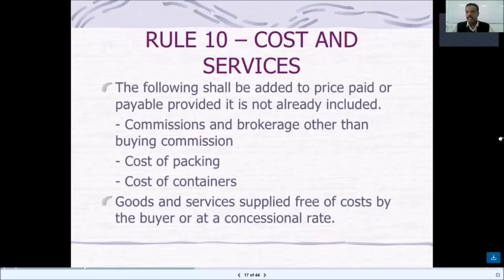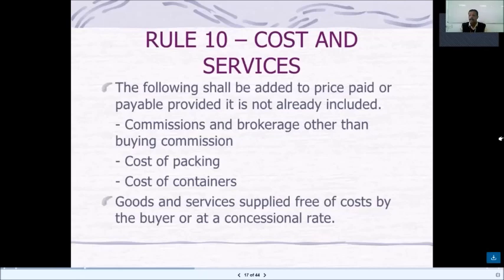The following shall be added to the price paid or payable, provided it is not already included: commissions and brokerage other than buying commission, cost of packing, cost of containers, goods and services supplied free of cost by the buyer or at a concessional rate. So what is rule 10 valuation?